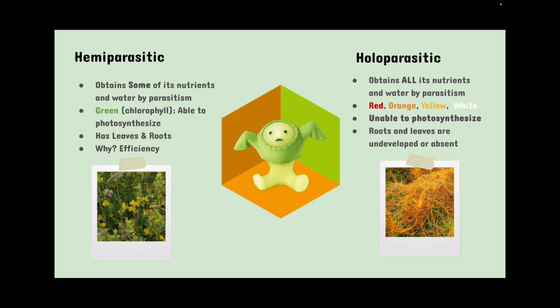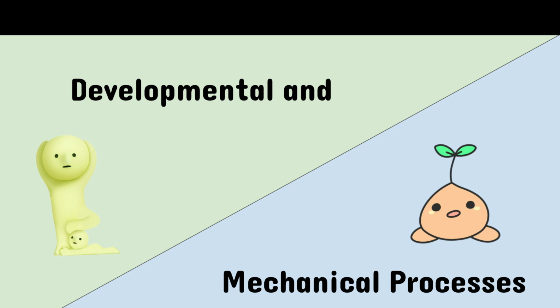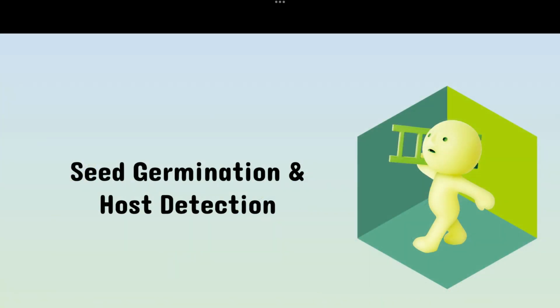Unlike hemiparasitic plants, holoparasitic plants are red, yellow, orange, and white, and they are unable to photosynthesize. Hemiparasitic plants have leaves and roots, while holoparasitic plants lack them or they're undeveloped. Take a look at the developmental and mechanical processes. First, we'll be talking about seed germination and host detection.